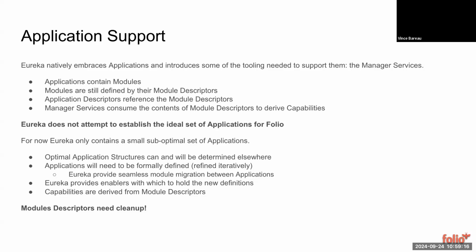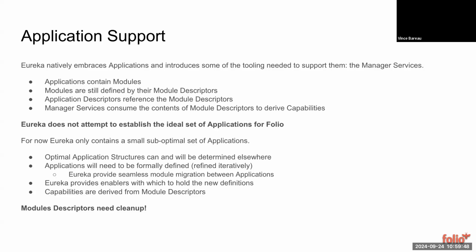Our application support in Eureka says applications contain modules, and modules belong to one application. Modules are still, as always, defined by their module descriptor, because it's 100% backward compatible. Then application descriptors are a new concept we introduced, which essentially reference the module descriptors. What does that mean? If I have the inventory example with those 3 modules, well, 3 module descriptors, those are referenced by the application descriptor, and we have consistency at that level.